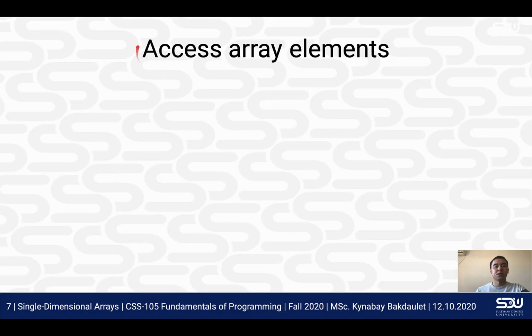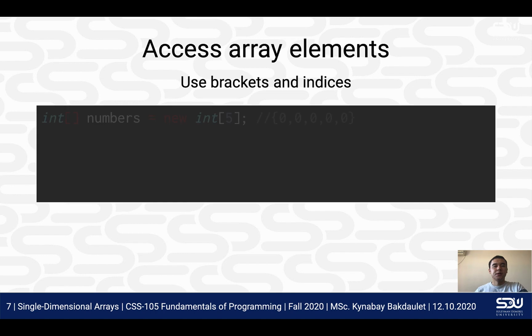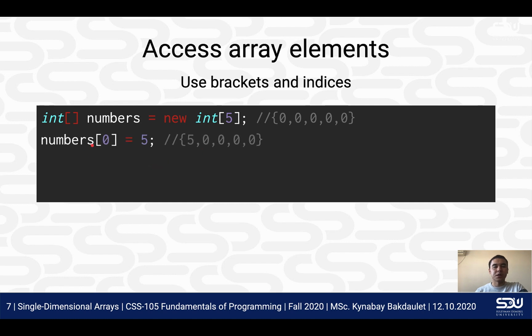Okay, and here comes the important part of an array: accessing array elements. To access array elements, we use brackets and indices. Here we have an array of numbers with 5 elements, and by default they will all be zeros. I want to take the first element and change its value. To do that, I will use brackets and indices like this.